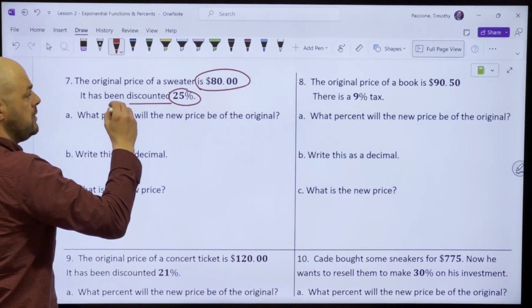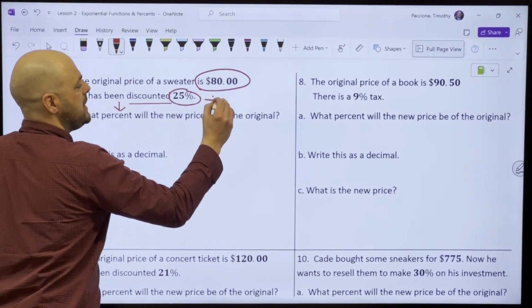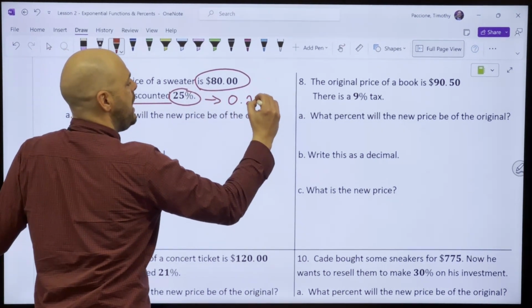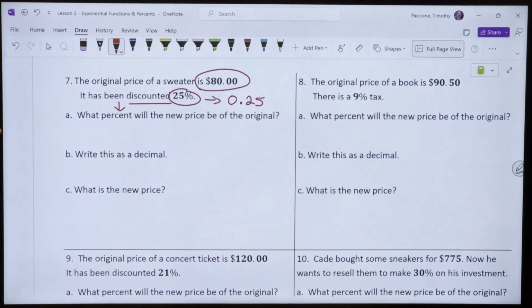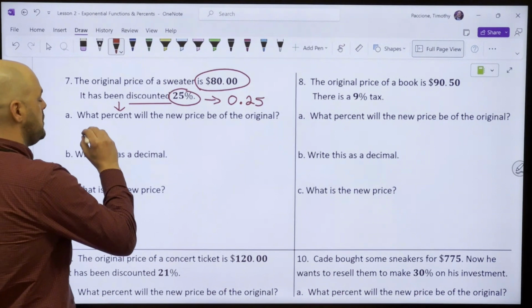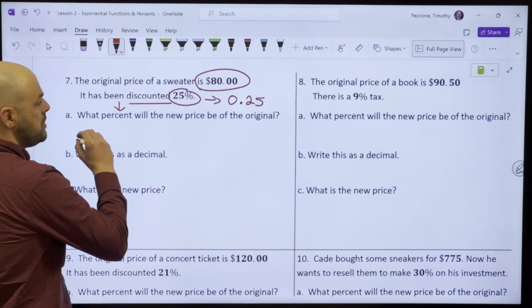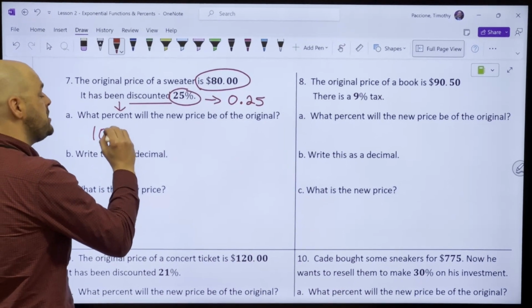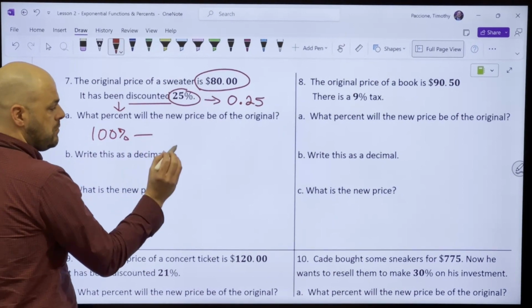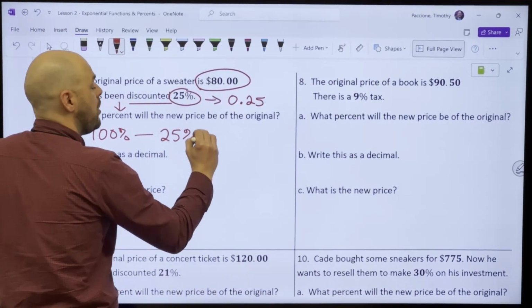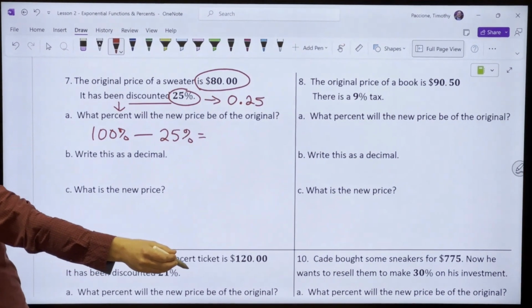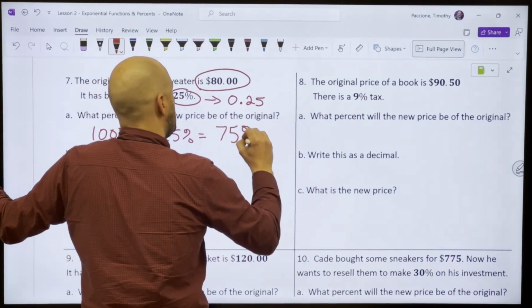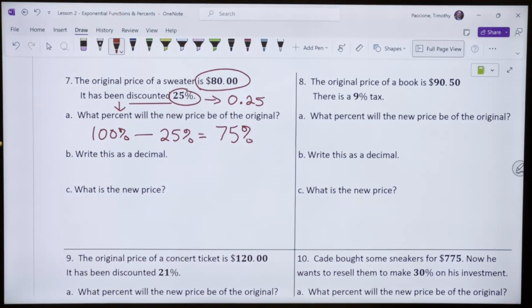Discount means to go what? Down. And 25% is 0.25. I don't know if we'll need that, but I just like to code. Okay, what percent will the new price be of the original? 75%. How did you get that? 75% is correct. No, we're moving on now. Okay. You took 100%, and you know that it's discounted 25%. So our percentage of the original left will be 75%. Okay, great. Write that as a decimal.